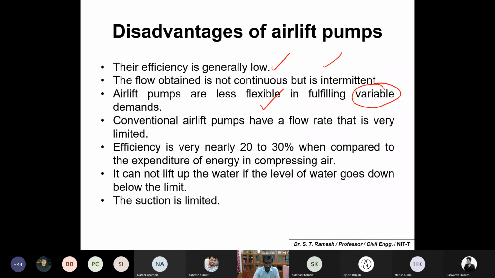So then, conventional airlift pumps have a very, very limited flow rate, and efficiency is only 20 to 30% when compared to other pumping techniques, because you are using more compressed air. It also cannot lift the water if the water level goes down beyond a particular limit, and the suction is very, very limited. So these are some of the drawbacks with respect to airlift pumps.